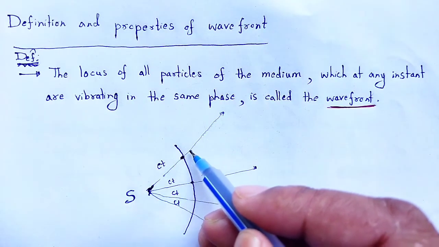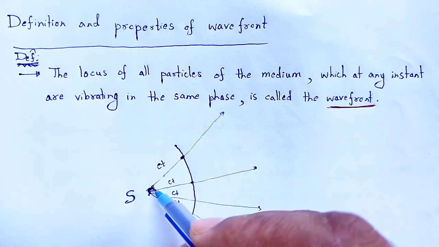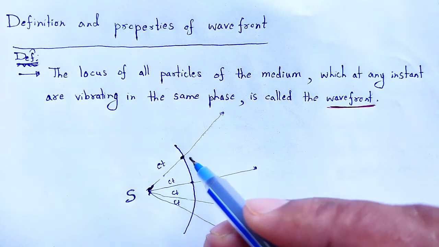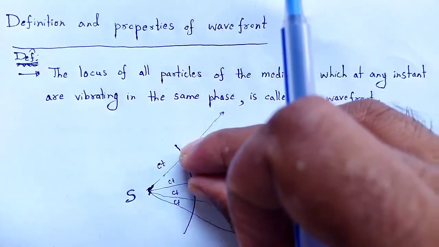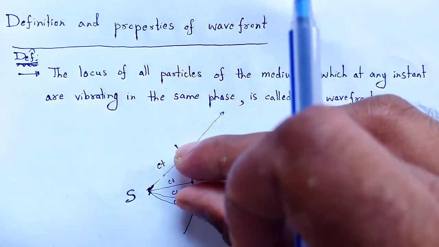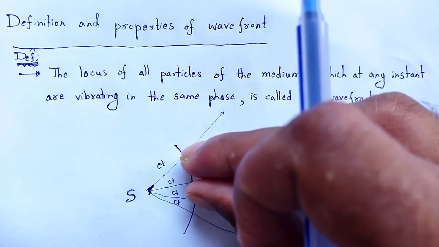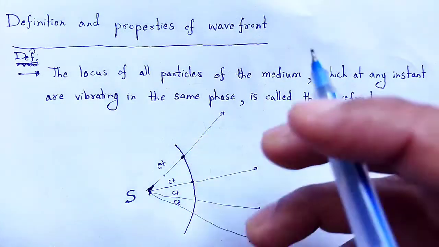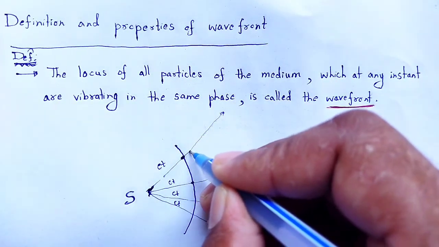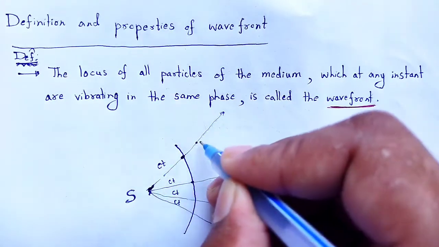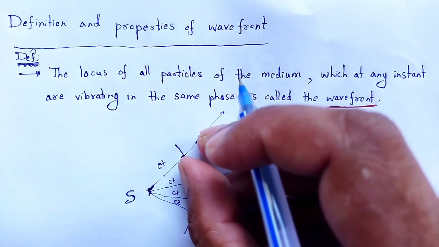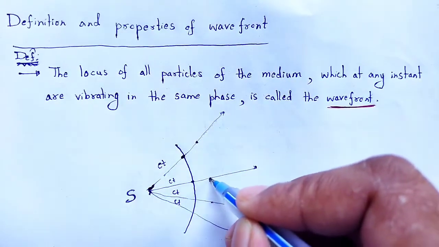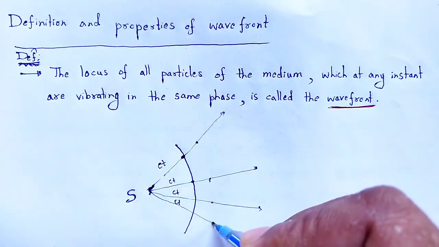After some time t dash, that wave, these wavelets, a portion of that wavefront is known as the wavelet. These wavelets reach the sphere of radius ct dash at a distance here. Let the time taken to reach that point be t dash. So, again the locus of all points vibrating in the same phase.